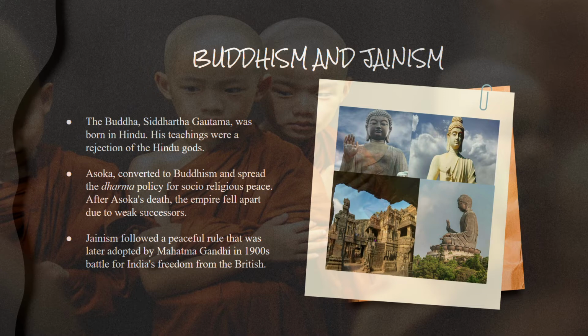After Asoka's death, the empire fell apart due to weak successors. Jainism followed a peaceful rule that was later adopted by Mahatma Gandhi in the 1900s in his battle for India's freedom from the British. Because Jains were not allowed to farm, they became a closed community.